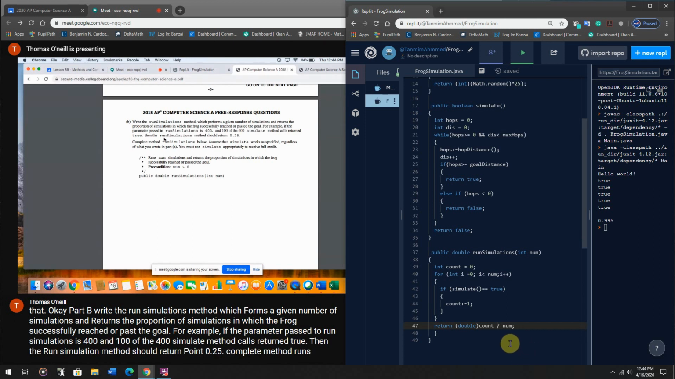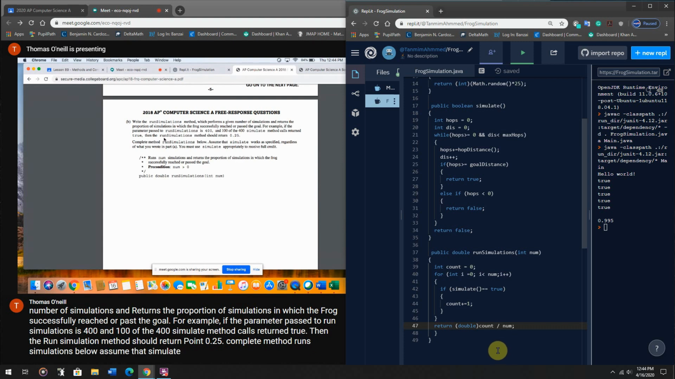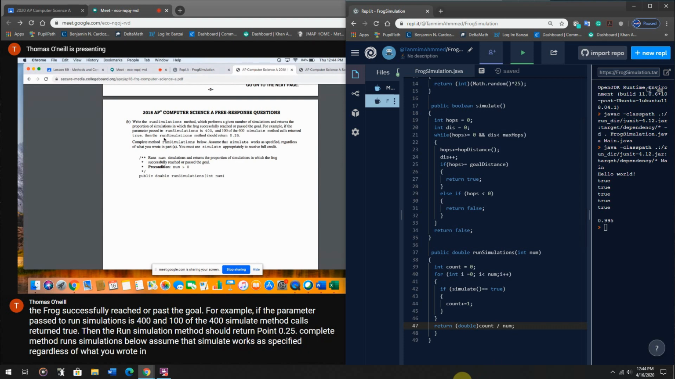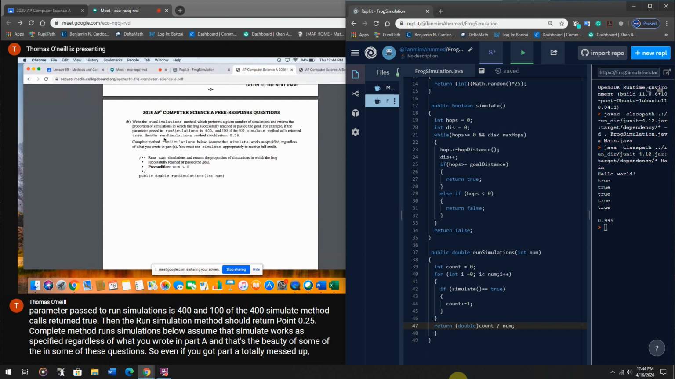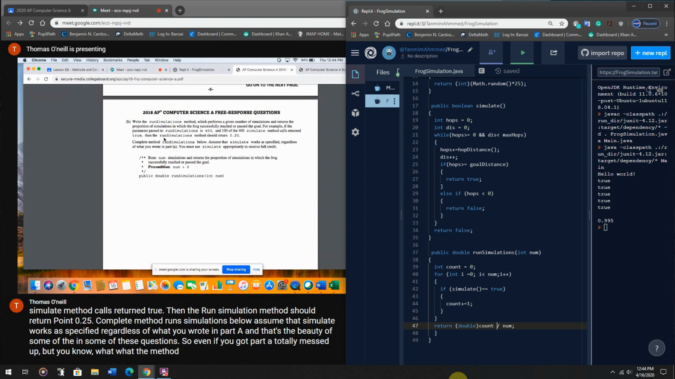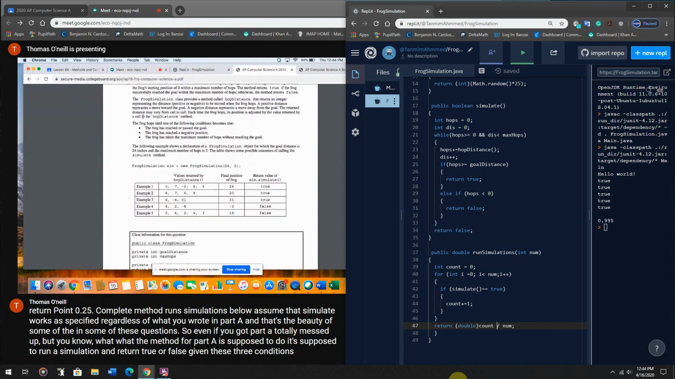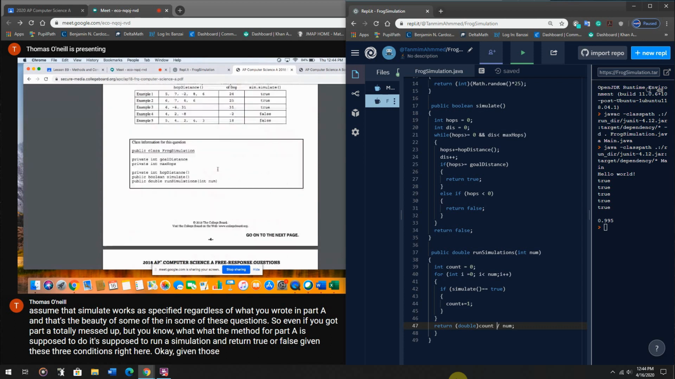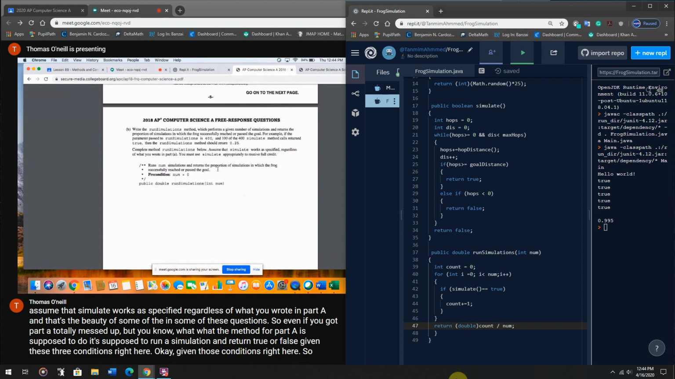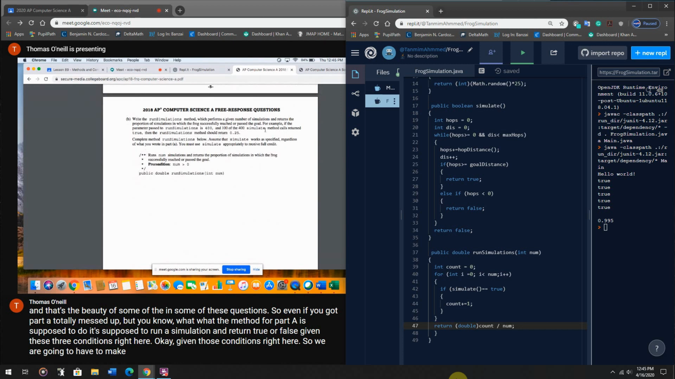Complete method run simulations below. Assume that simulate works as specified regardless of what you wrote in part A. And that's the beauty of some of these questions. Even if you got part A totally messed up, but you know what the method for part A is supposed to do, it's supposed to run a simulation and return true or false given these three conditions right here, okay? So we are going to have to make a call to the simulate method to earn full credit.